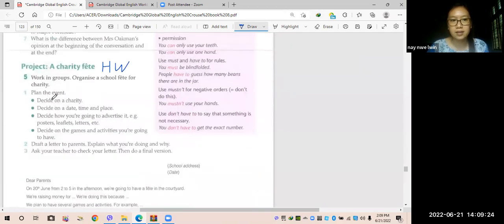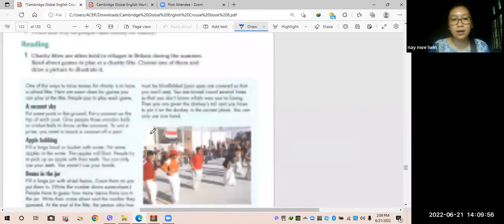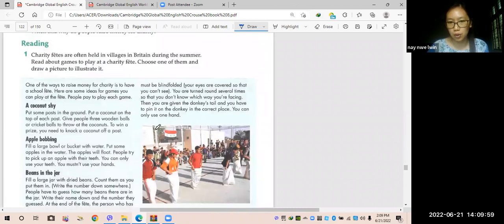So for this, you can decide on the charity, or you can decide on date, time, and place. It is up to you. And you can also decide how you are going to advertise it. For example, I will use posters or leaflets or letters to advertise our fete. So you just have to write the sentences only. You don't need to draw the posters, or design the leaflet. So you don't need to do these things. And you also decide on the games and activities you are going to have. So you can choose these games, or you can choose other games that you know.